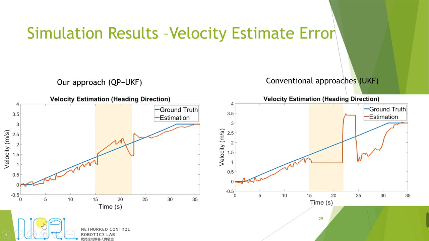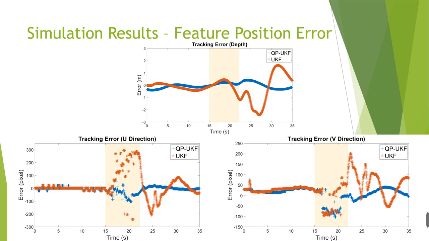This is the result with the QP. Estimating the motion pattern, we can have a better tracking performance. And the one on the right is not having any QP. And the period with yellow color represents the presence of occlusion. So you can see the performance here is very different.